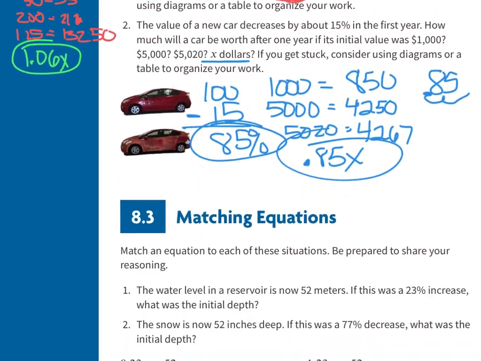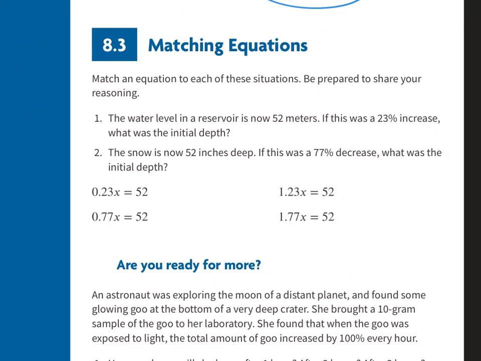Looking at the next one, we just match the equations to the situations. This is the bottom of page 62 and the top of page 63. So your situations are on the bottom of page 62. Your equations are on the top of page 63. So number 1, the water level in a reservoir is now 52 meters. So "is now" means equals 52. If you look, all of the equations equal 52.